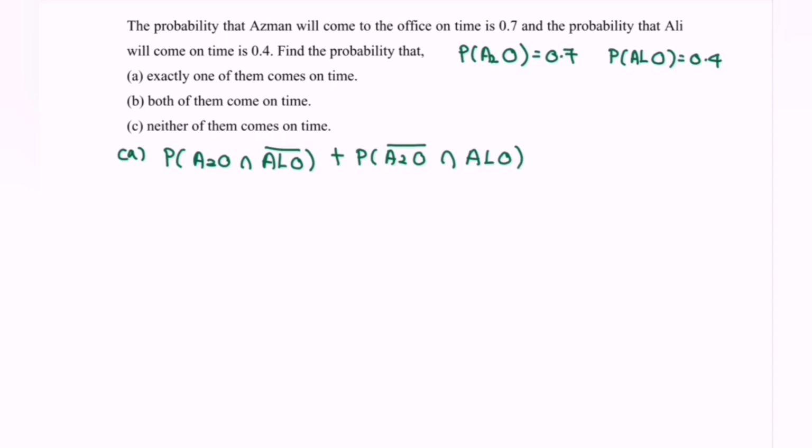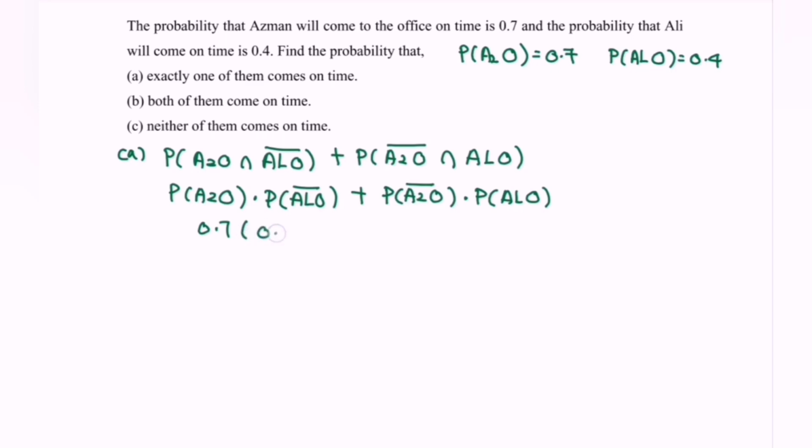Since this is an independent situation, it means the probability that Azman comes on time multiplied with the probability that Ali will not come on time, or the probability that Azman will not come on time multiplied with the probability that Ali will come on time. So here we have 0.7 multiplied with 0.6 plus 0.3 multiplied with 0.4, and we will have the answer 0.54.